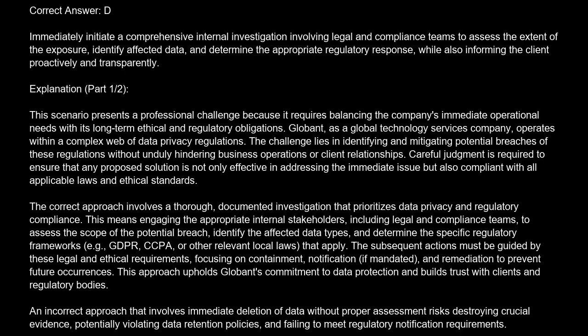The subsequent actions must be guided by these legal and ethical requirements, focusing on containment, notification, if mandated, and remediation to prevent future occurrences. This approach upholds Globant's commitment to data protection and builds trust with clients and regulatory bodies.